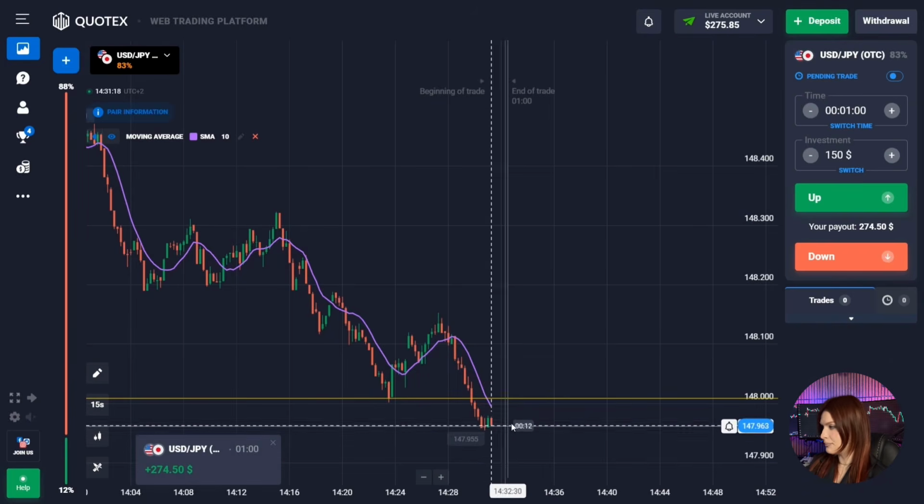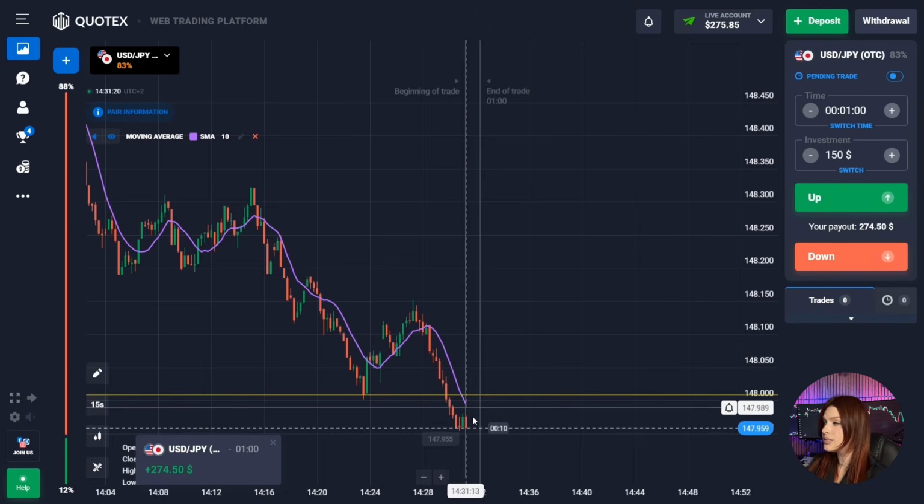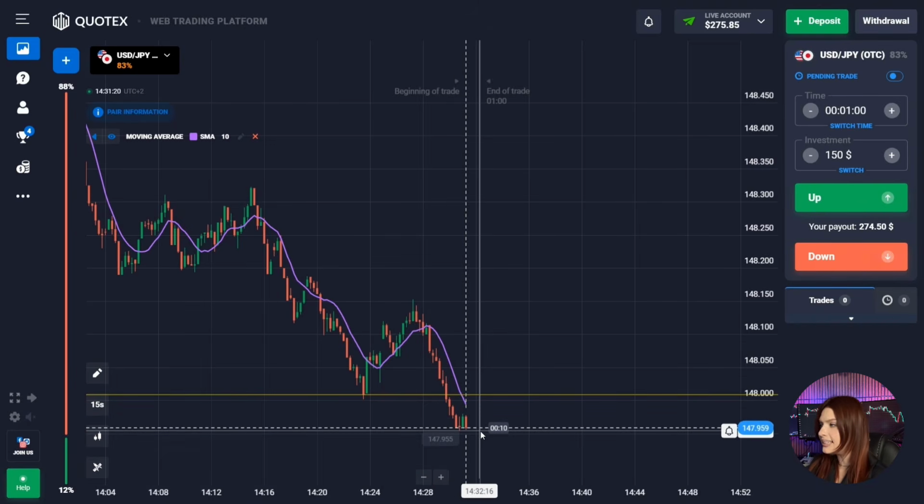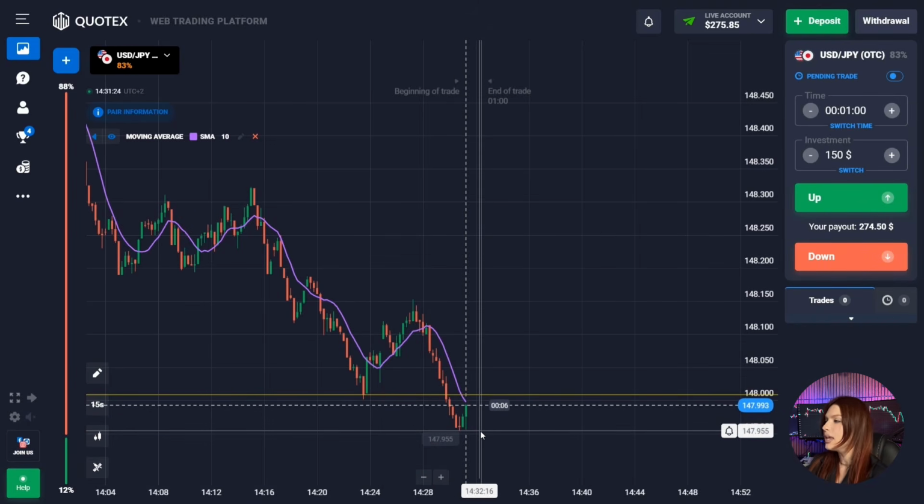Okay guys, it's not bad. The price has continued to move down, the support level has been broken, and we got the profit here. We have time to work with you on this downward movement. Well, so far everything is going great, guys.